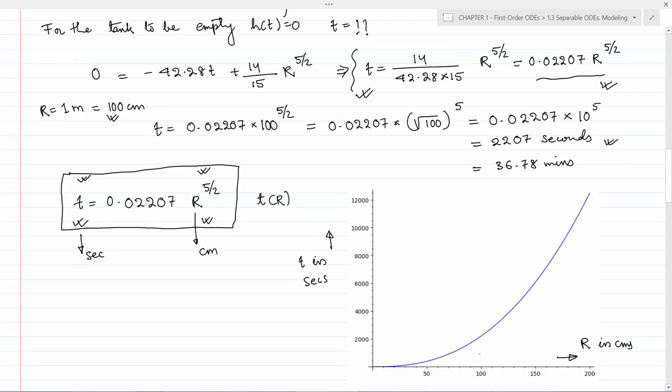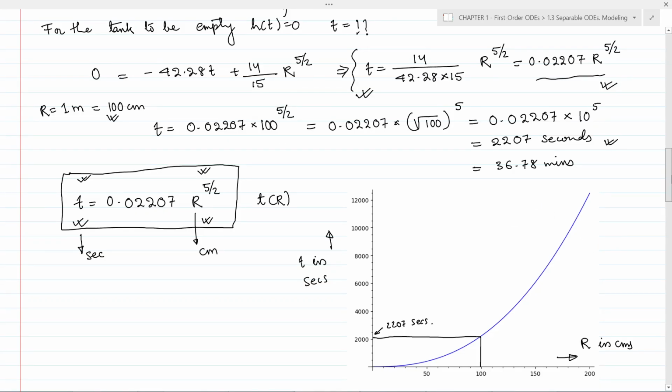From here we can see for r equal to 100 centimeters, the corresponding time is a little bit higher than 2000, which is 2207 seconds. So we see that this graph also matches with the calculation that we had done earlier.